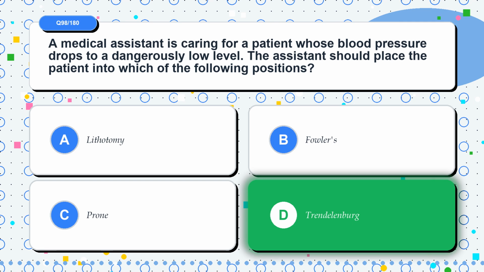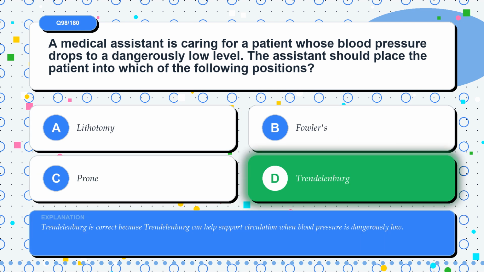The correct answer is option D, Trendelenburg. Trendelenburg is correct because Trendelenburg can help support circulation when blood pressure is dangerously low.